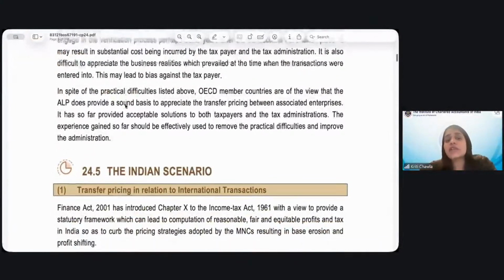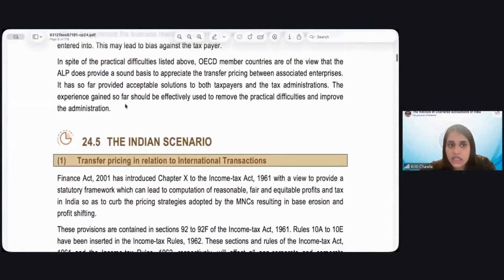But in spite of these particular practical difficulties, ALP, the arm's length price, is something which is adopted by OECD member countries, UN member countries, and even in India, because it is actually better than not having anything. If there is absence of ALP, I showed you situations where there could be tax avoidance. So this is the reason it's important to have something called ALP.